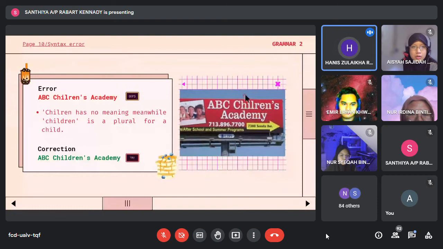So this is the last one for syntax error. ABC Children's Academy. Children's without D. So children's has no meaning. Meanwhile, children's is a plural for a child. So the correction must be ABC Children's Academy. Now I'll pass the next grammatical error to the next presenter.